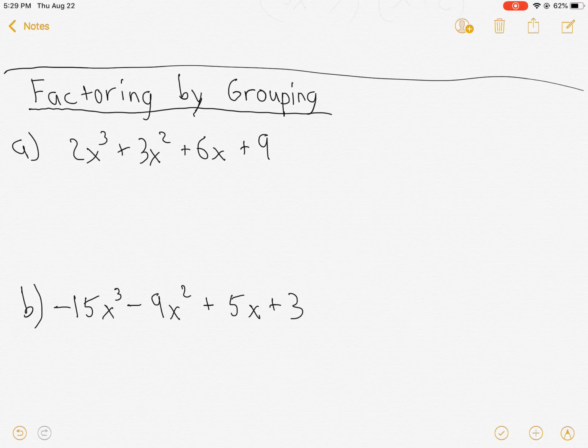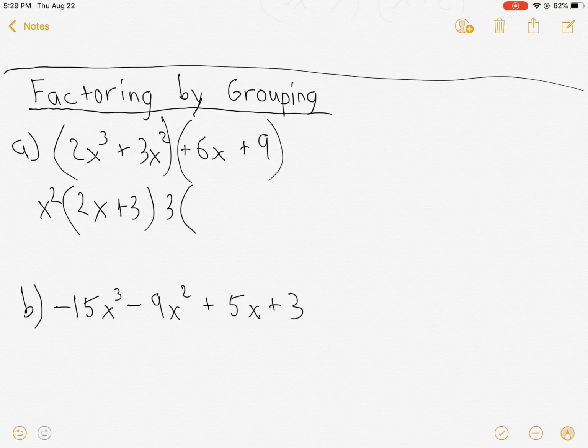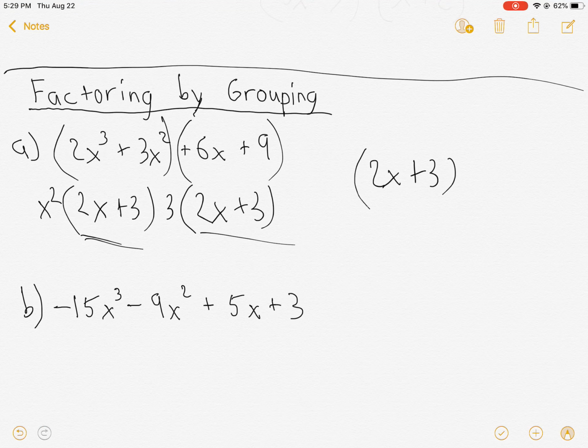Last of the three types would be factoring by grouping. So I'm going to group my first two terms, group my last two terms. In my first one, I could pull an x squared out with GCF factoring, leaving me with 2x plus 3. In my second one, I could pull out a 3, leaving me with a 2x plus 3. Since these are both the same, that means I have 2x plus 3 as one of my factors, and then I've got x squared plus 3 as my other factor.